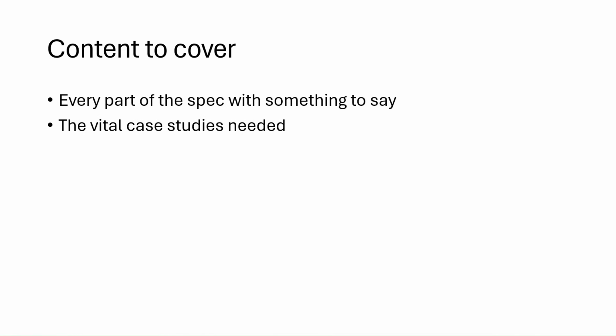So, as usual, content to cover: every part of the spec with something to say. But disclaimer, for this part, I feel that parts of the spec for Regeneration were very wishy-washy and vague, in the sense that you sometimes don't even know what they're talking about. I remember encountering this problem when I revised Regeneration, but nonetheless I will try to cover as much as I can. I can't guarantee it for some parts, but I'll have something to say. The rest will be down to you, and I'll teach you the most vital case studies needed.